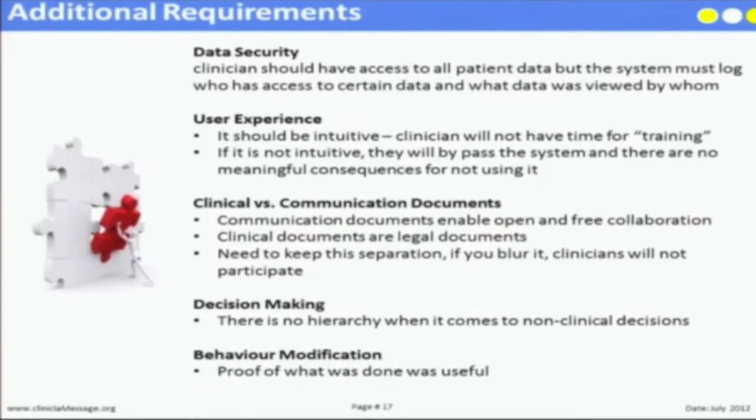User experience: they will not use the system if anything prevents them from taking care of the patient. There is a fundamental concept in hospitals that, through this analysis, we separated. There are electronic health records, which are legal documents, and they have a very different way of managing security, and they should be managed that way. And there are the communication documents.